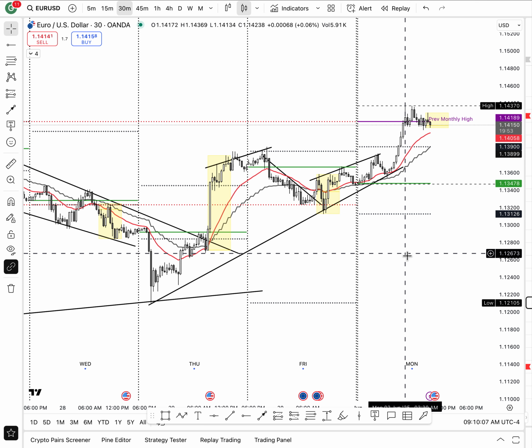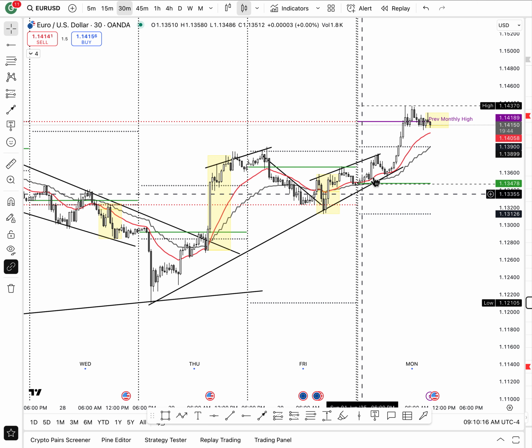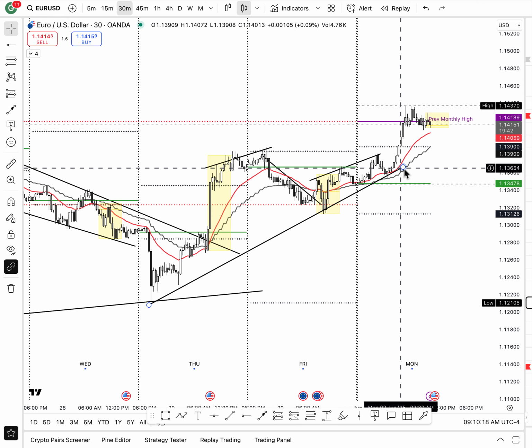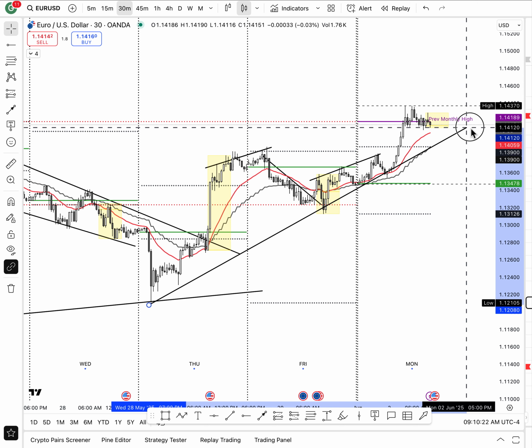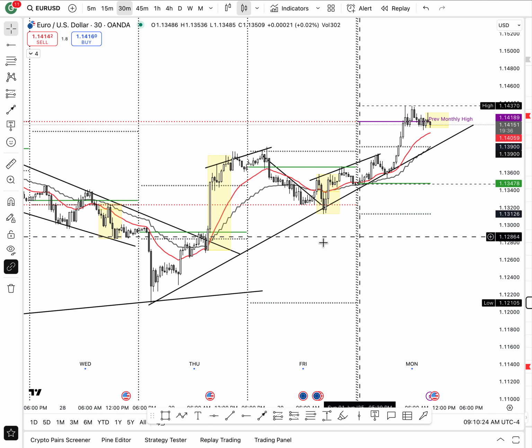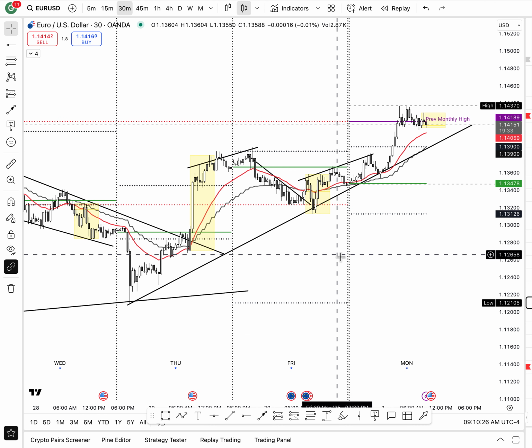A pullback to an EMA is a test of a trend line extreme. If you can't understand that, you can look at my chart. You can see it here clearly. Pullback to an EMA is a test of a trend line extreme. This is a trend line extreme. You can see that clearly. Okay, so it is all about rules, reading and then applying them where need be, not just blindly jumping into your chart and trying to trade.